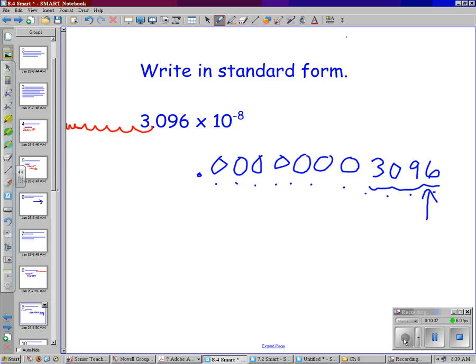What number has 11 zeros after it? That's 6, 7, 8, 9, 10, 11. What number has 11 zeros after it? That's 100 billion. This is a million. This is a billion. This is 100 billion. So it's going to be 3,096 hundred billionths.